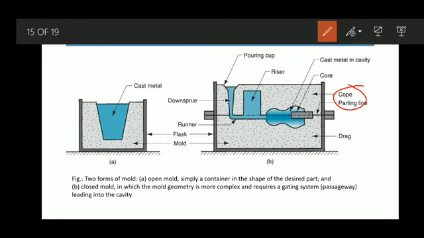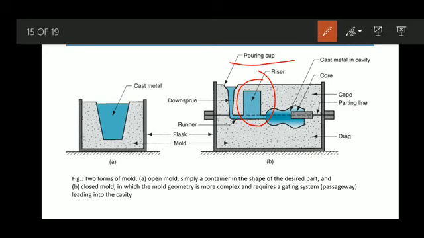upper half, and the drag, which are separated by the parting line. This one is the parting line. The parting line separates the mold into two halves. The upper half is the cope and the lower half is known as the drag. Similarly, we have the pouring cup through which we pour the molten metal. We have the riser, which acts as a reservoir for the molten metal.